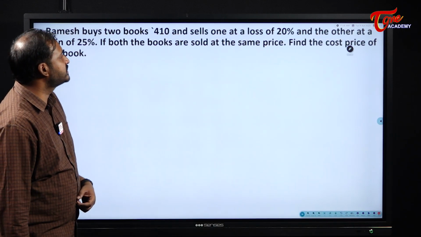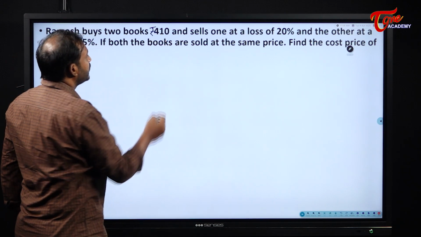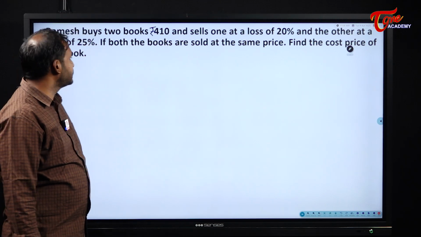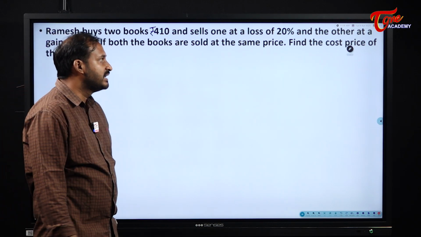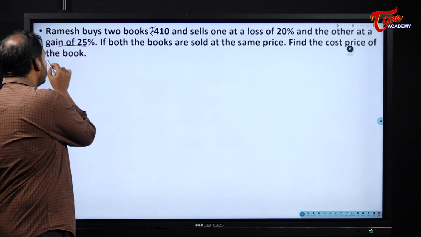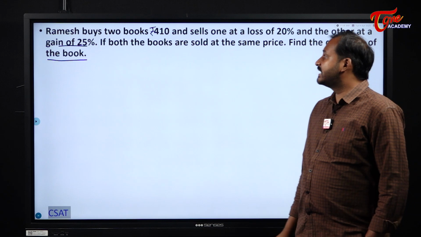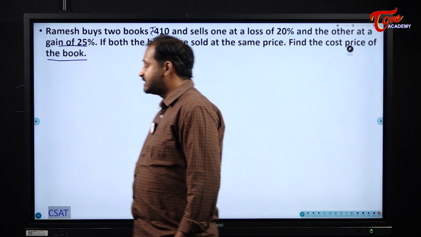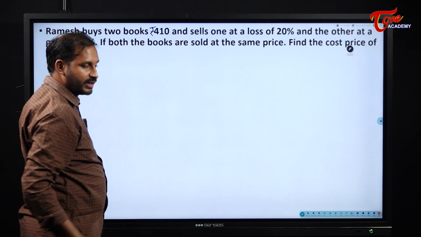Ramesh buys 2 books for rupees 410, and sells one at a loss of 20% and the other at a gain of 25%. If both the books are sold at same price, find the cost price of the book. Now see here, students. One book he is selling at a profit and the other one he is selling at a loss.